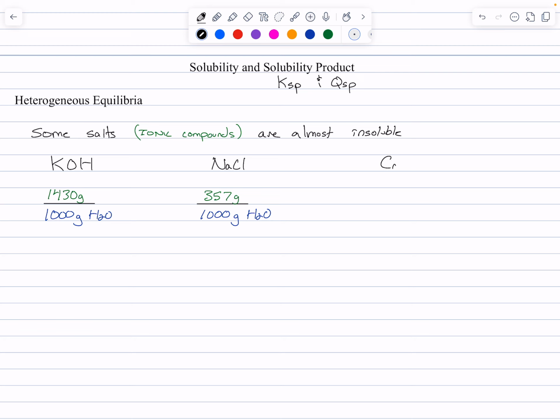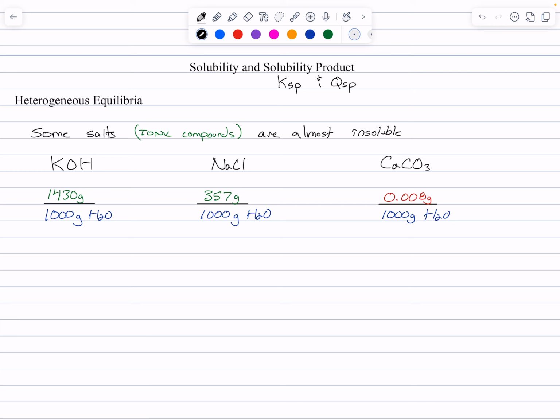Then we have calcium carbonate, which some of you might know is the main component of chalk, the kind you would write on the sidewalk or the chalkboards, if you ever see those. So for every 1,000 grams of water, we actually only get 0.008 grams or 8 milligrams of calcium carbonate. That's not a lot. So what do we mean by this?